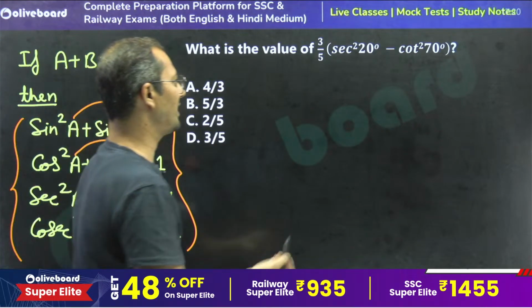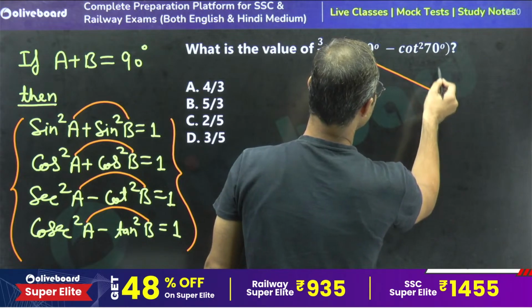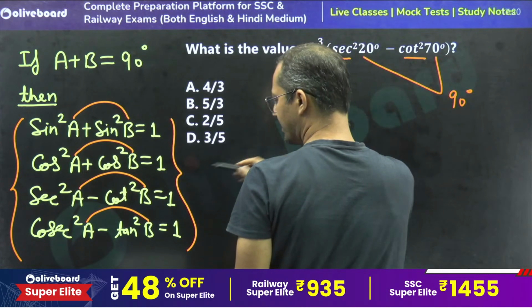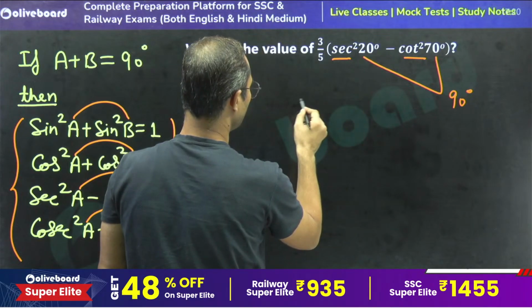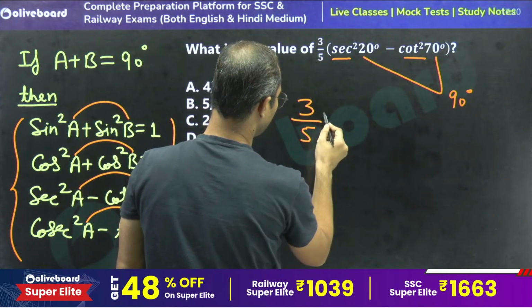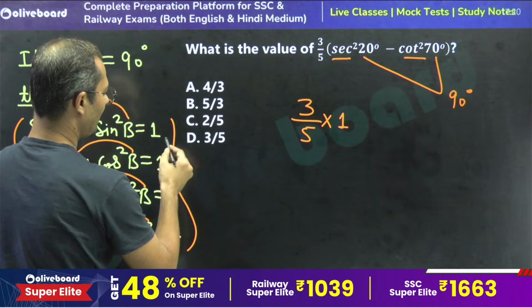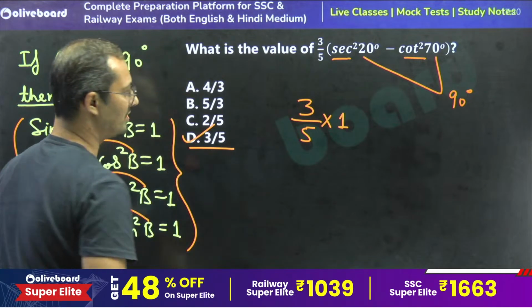Here we can say that the sum of the angles is equal to 90 degrees, and sec minus cot, so it is equal to 1. So directly we can say that 3 by 5 into 1. So the answer is D part, D is the right answer.